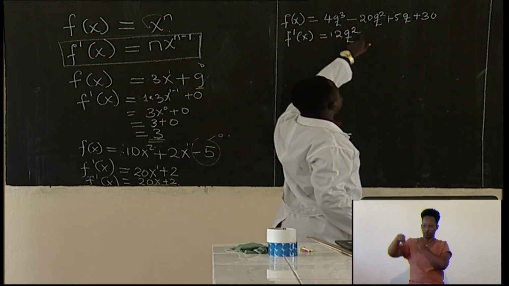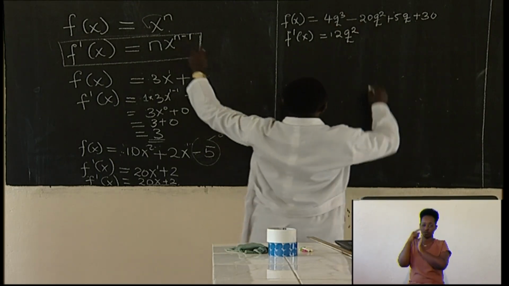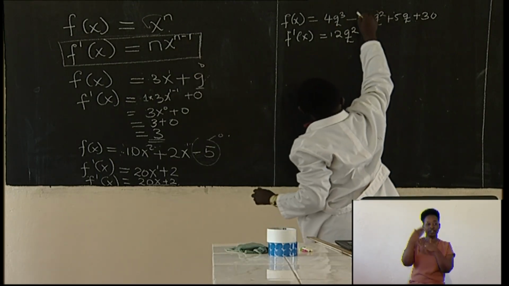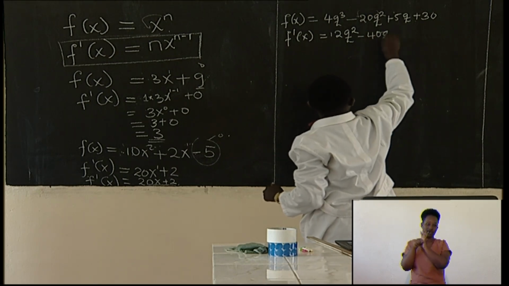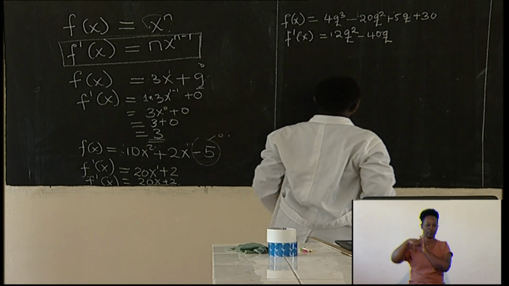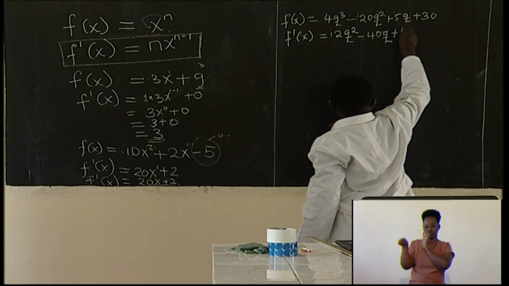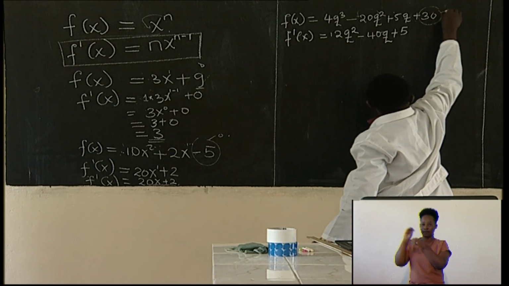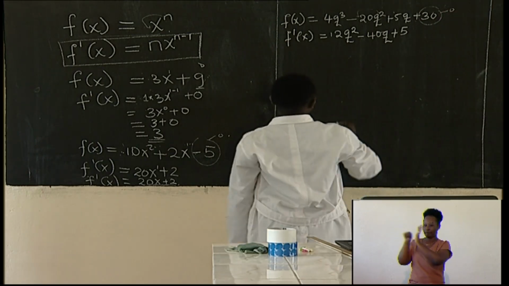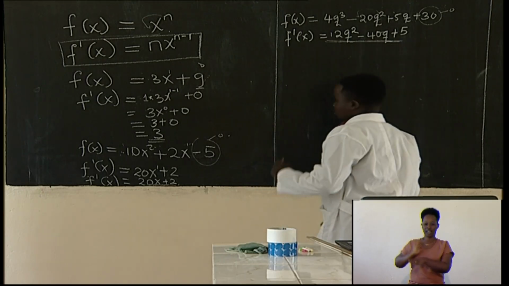Then you will get 12q squared. Why am I getting this square? Because the 3, you reduce it by 1, following our rule. Then you bring this 2 here. When you multiply it, you will have minus 40q. Then plus, when you differentiate 5q, you remain with 5. Then plus 0, because this is a constant, and when you differentiate a constant, you get 0. So finally, this becomes our derivative function.